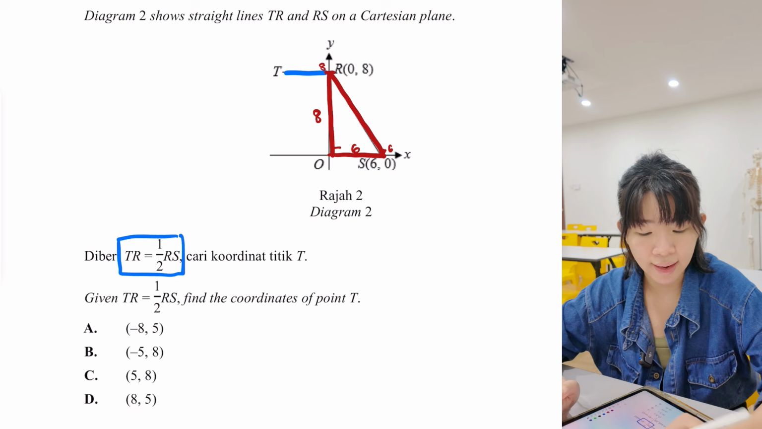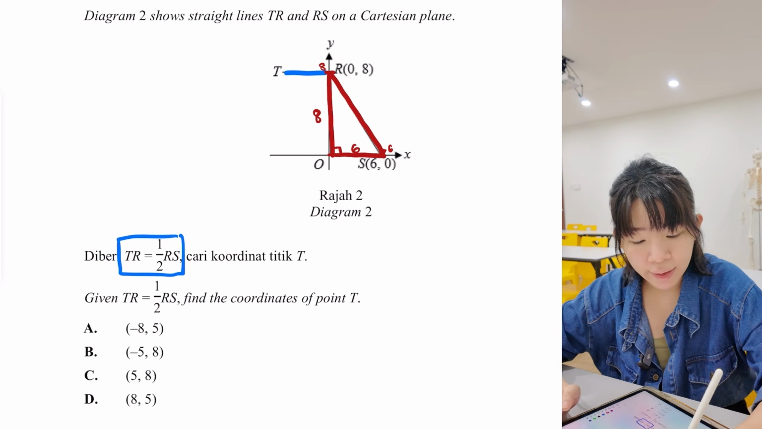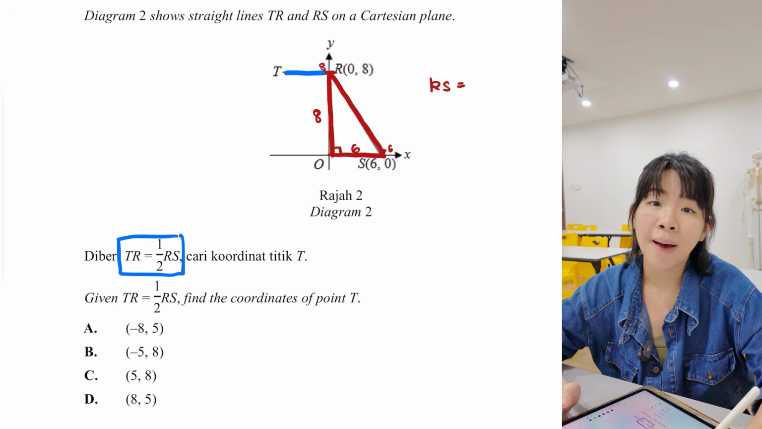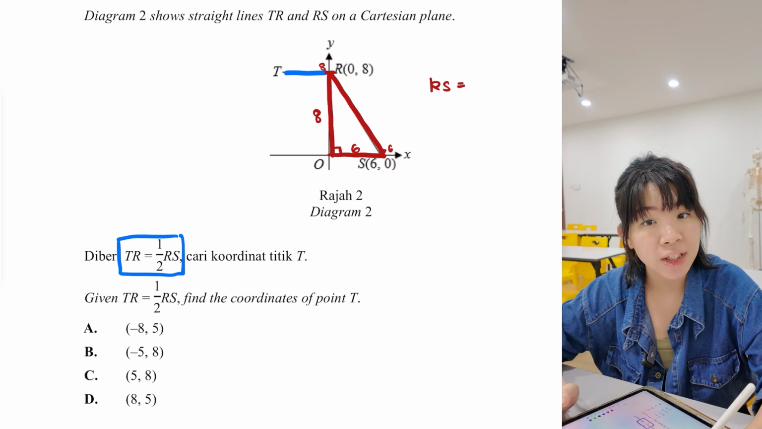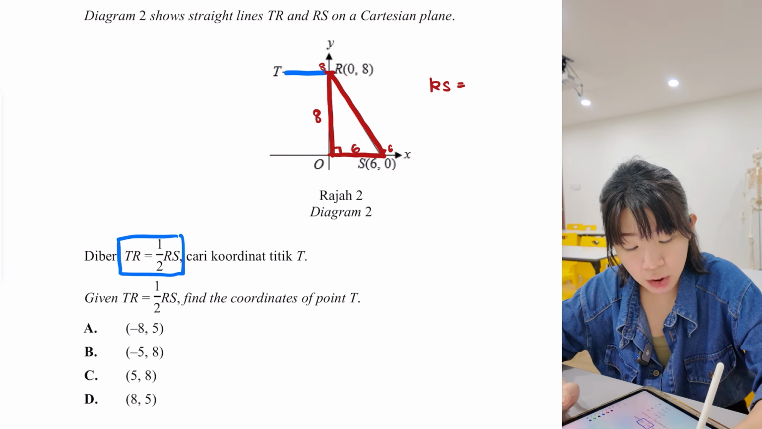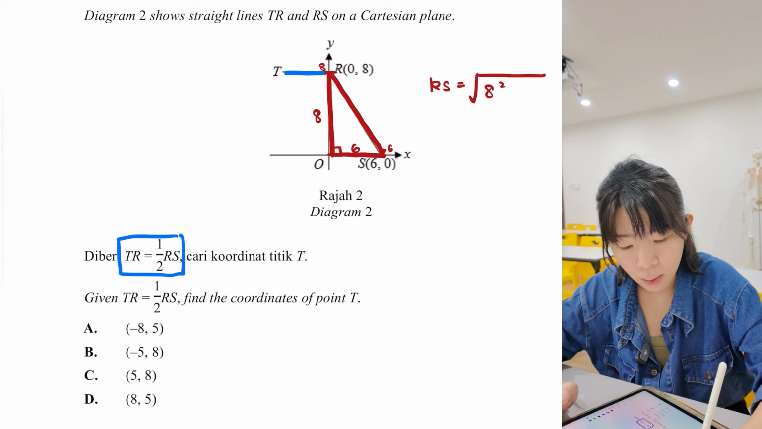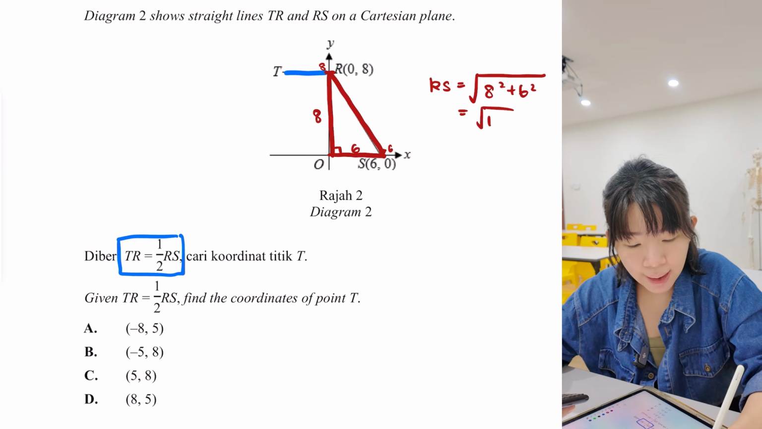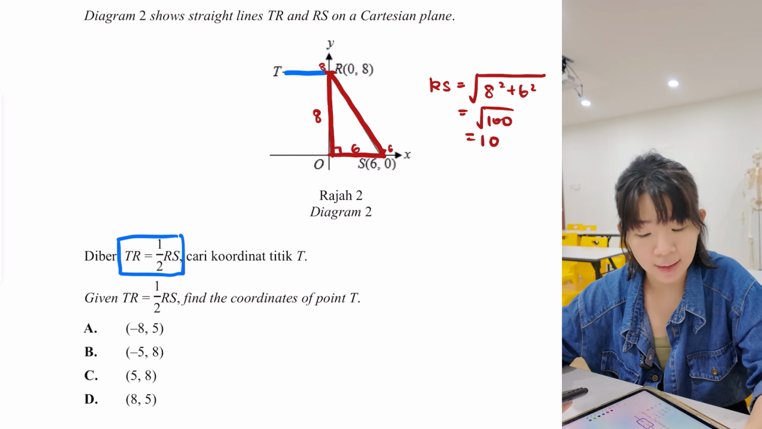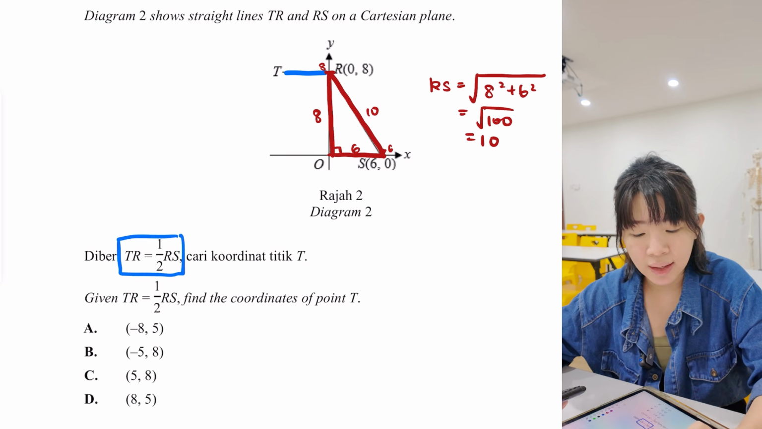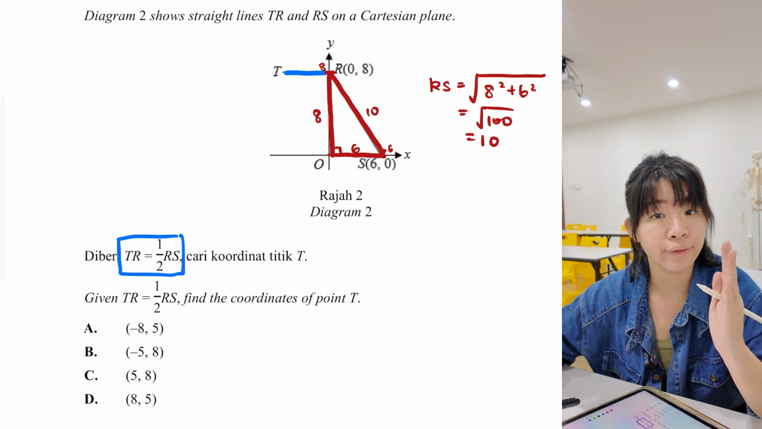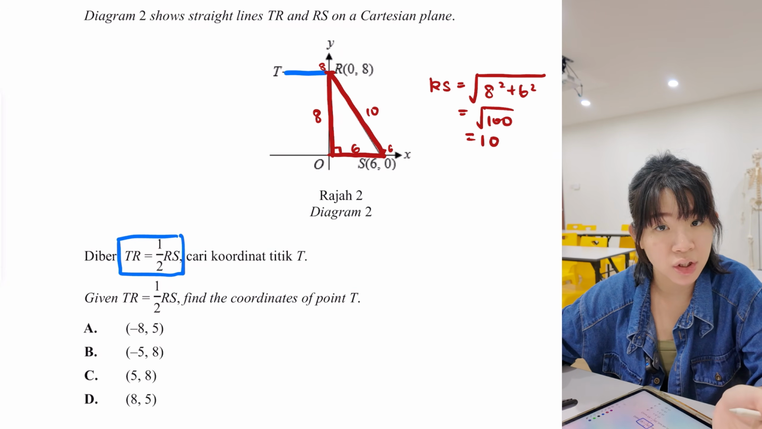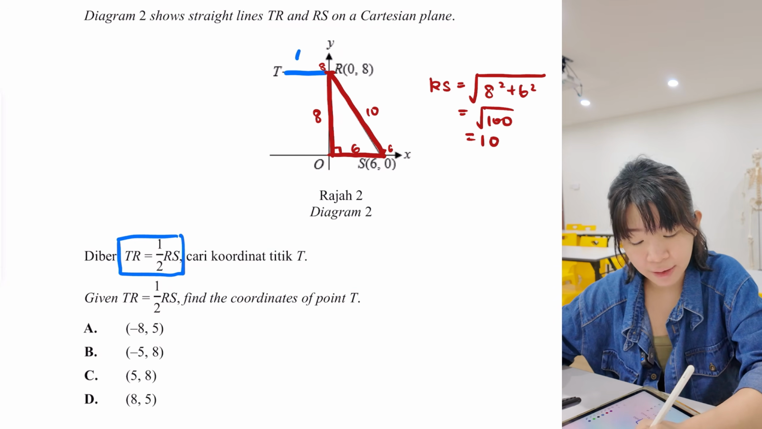So do you see a right angle triangle? I want to find RS, so we can use Pythagoras theorem. Plus or minus? I want to find RS, the longer side, so we need to plus together. So we get square root of 100, which is 10 at the end. If the length of RS is 10, TR is half RS. So TR is how much? TR will be 5, correct?